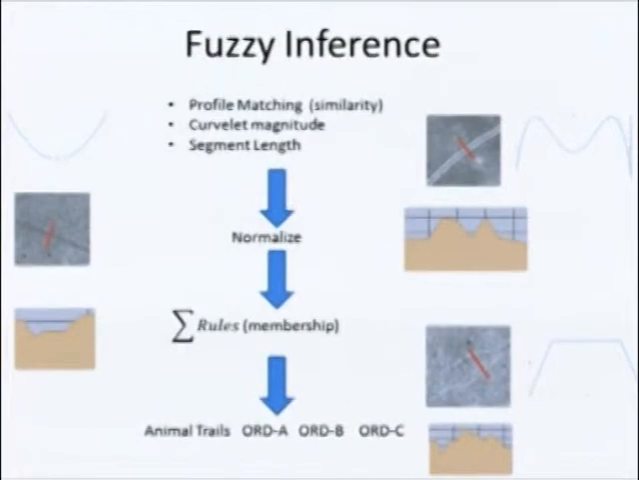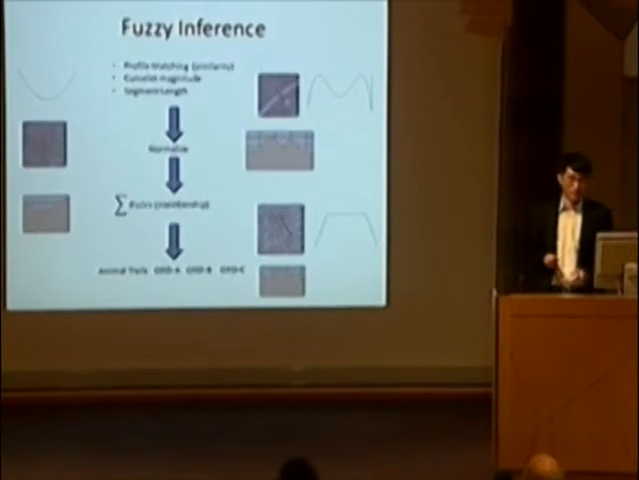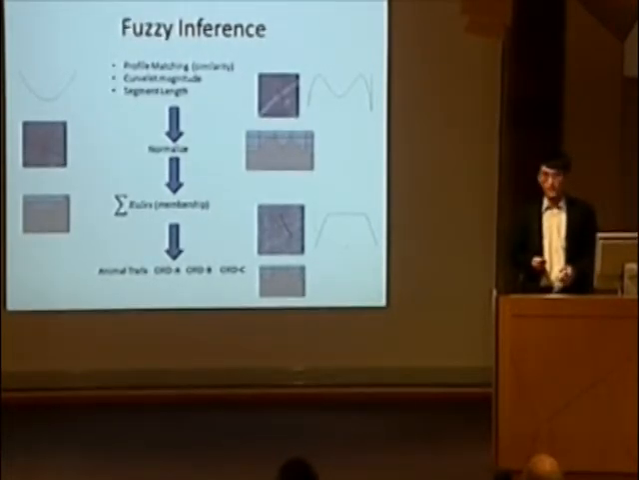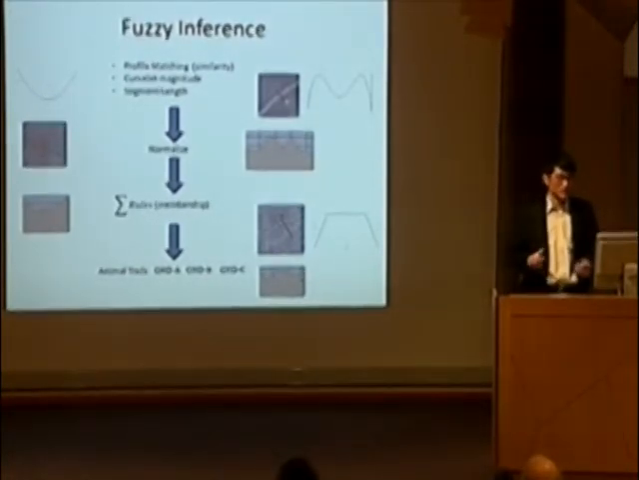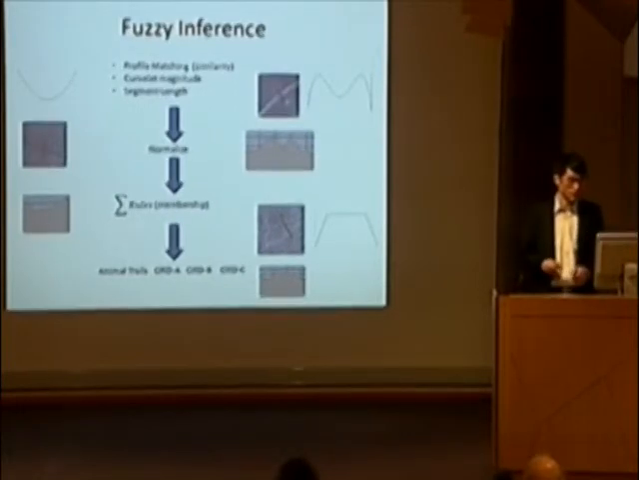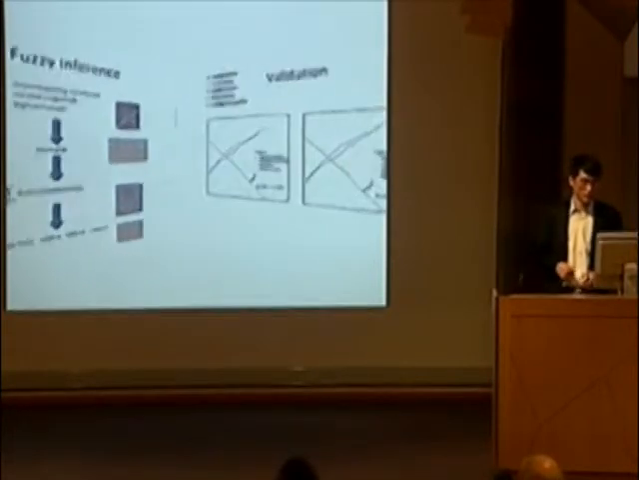And the really final part is to separate different trails into different types. Similarity, curvelet magnitude, and segment length were considered as the membership function variables. I normalize them first, establish the membership function, put different weights on them, and separate them into different kinds.